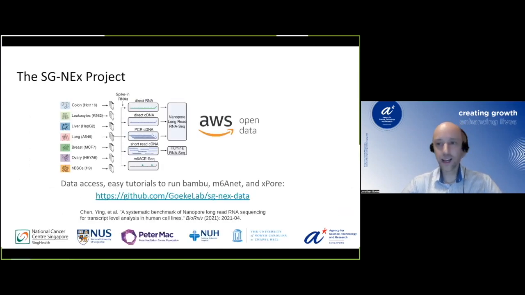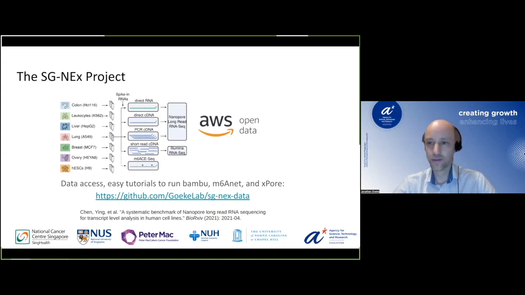Okay, so this is actually my last slide that I want to mention. If any one of you is interested in direct RNA sequencing or long read sequencing in general, but has not worked with any such data or has not generated any such data, we have made this huge data resource publicly available. That's called the SG-NEx project. It contains sequencing data from multiple cell lines and with a lot of different RNA sequencing protocols, including direct RNA sequencing. There's also m6A-seq data available.